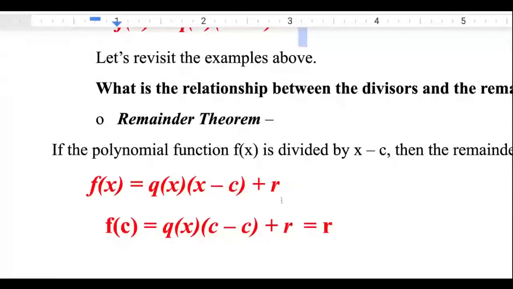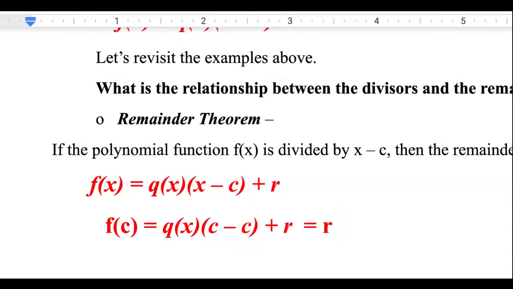So I have two theorems. Okay, one theorem is called remainder theorem. If a function can be written as this, quotient multiplied by the linear divisor plus a remainder, then f of c, look at this, evaluated at c, will be equaling to the remainder. Why? Because c minus c is 0. Okay, so this is called remainder theorem.